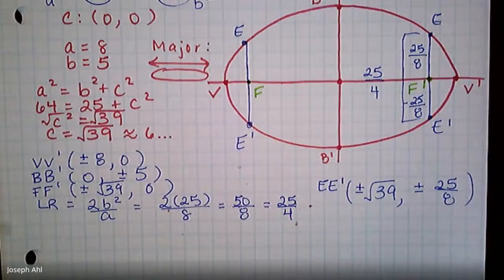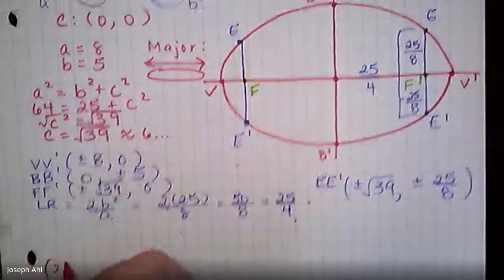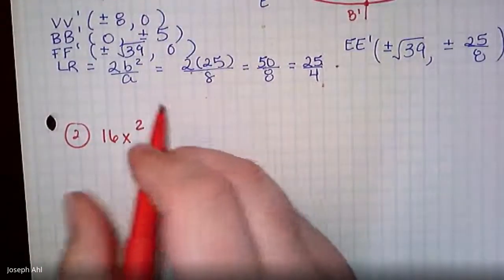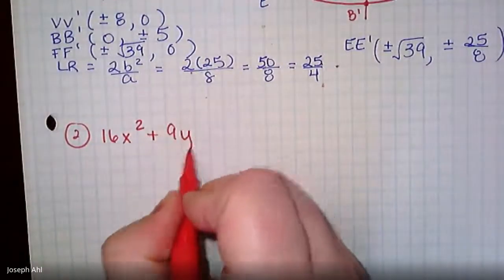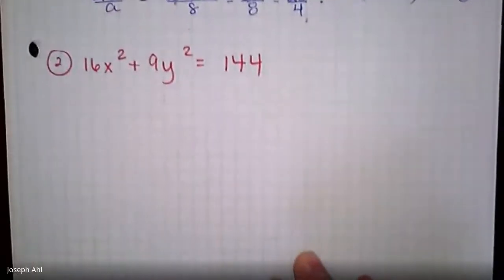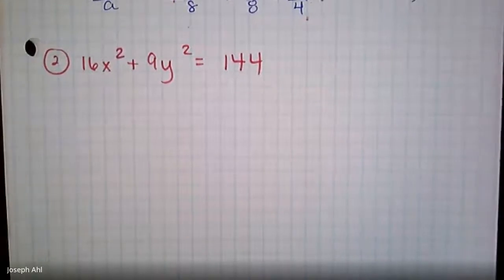Okay. All right, let's just do maybe 2 others for practice quick, and then you guys can try out some of the ones on the homework. All right, next one is 16x squared plus 9y squared equals 144.